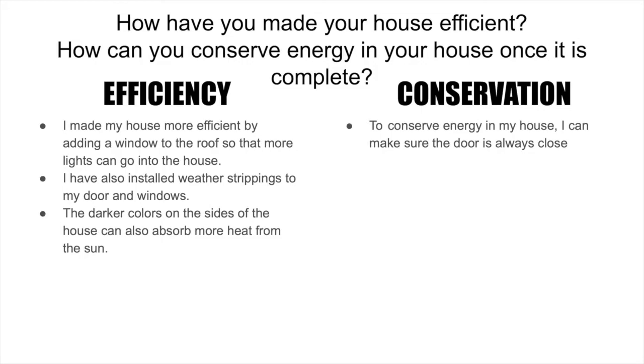So I made my house more efficient by adding a window to the roof so that more air and light can go into the house, so I wouldn't have to use so much energy to light up the house. I have also installed weather stripping to my walls and windows. And then lastly, I painted the house a darker color so that in winter time, I wouldn't have to heat up the house as much as I had to because the darker colors absorb more heat.